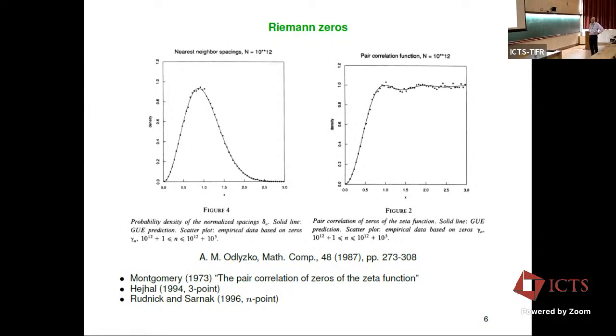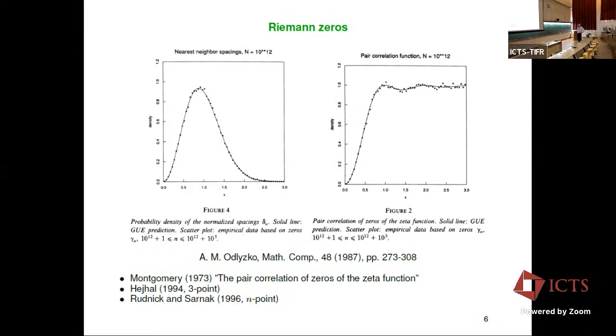And it is an open conjecture that the Riemann zero statistics converge to random matrix theory. This is completely out of reach at the moment. Montgomery did some beautiful work here, where he proved a very weak form of this conjecture, which was later extended to also 3-point and n-point statistics.